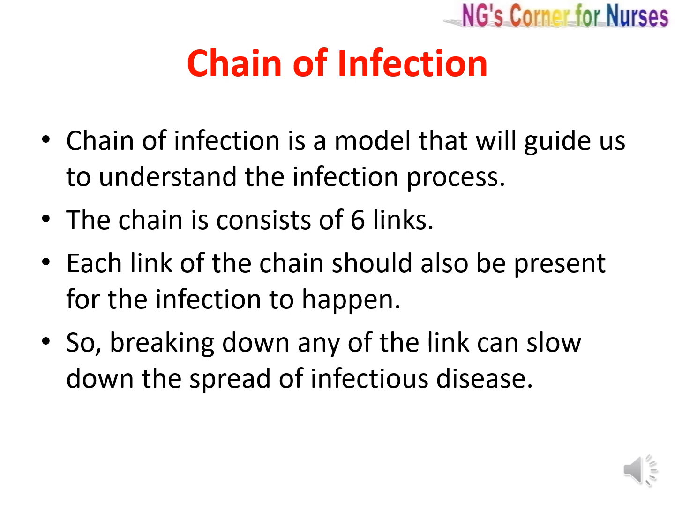Chain of infection is a model that will guide us to understand the infection process. The chain consists of 6 links and each link of the chain should also be present for the infection to happen. So, breaking down any of the link can slow down the spread of infectious disease.